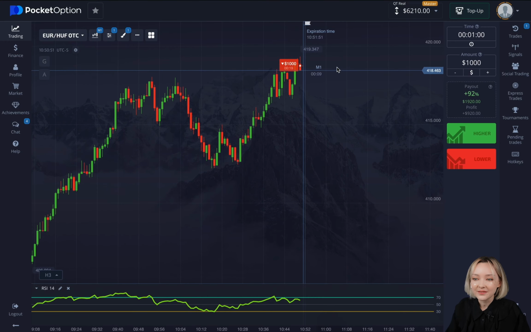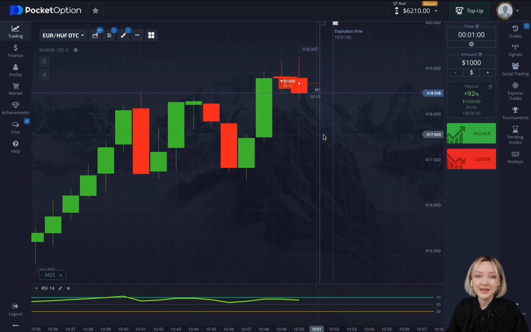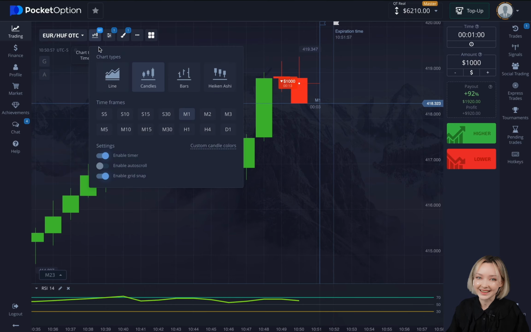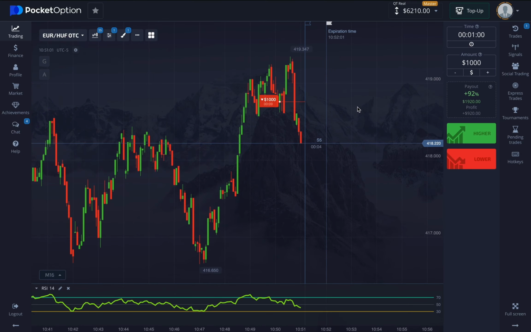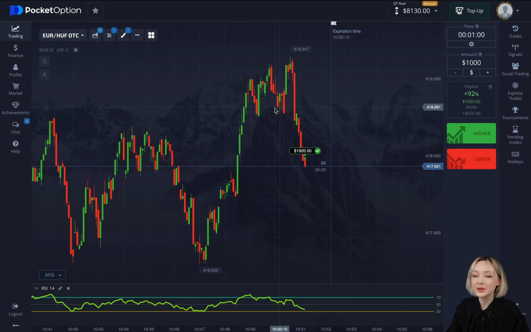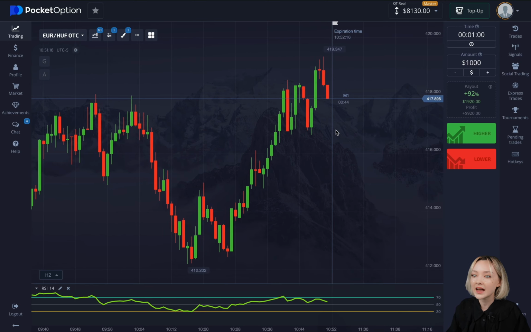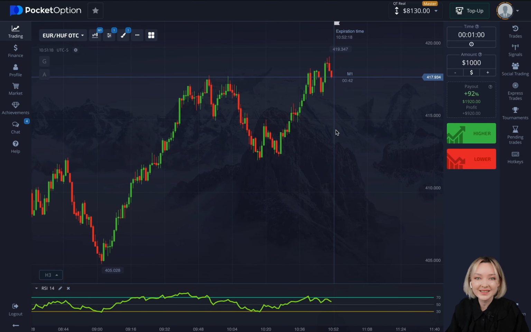So we're waiting for a tiny retracement or some kind of a rollback. The trade is downwards for 1 minute. Let's see. We're getting another profit with no trouble whatsoever. We are indeed lucky so far.